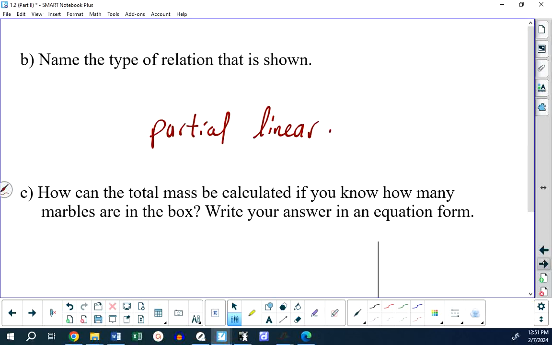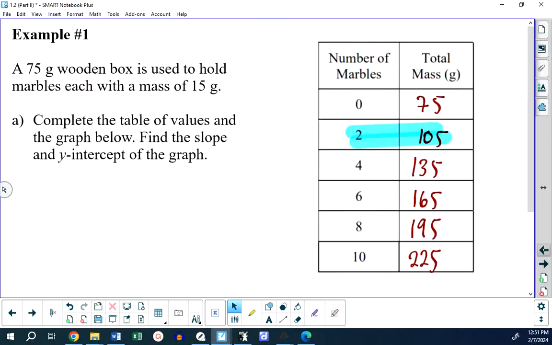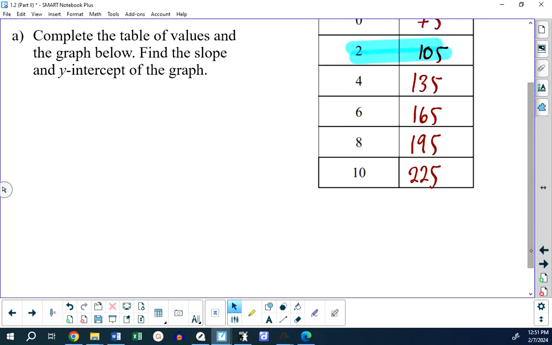Now, what I'm asking you to do in C is I want you to come up with a way in which you could calculate the total mass using the number of marbles. Now, listen carefully, though, because I'm not asking you to continue this. What if I told you that there were 29 marbles in the box, or 295 marbles? Doesn't matter. I'm going to go with 29.